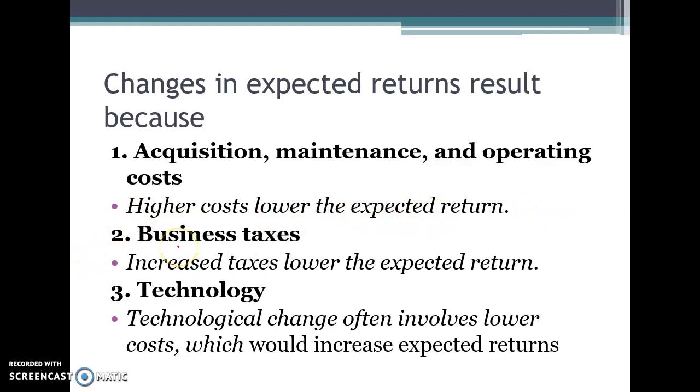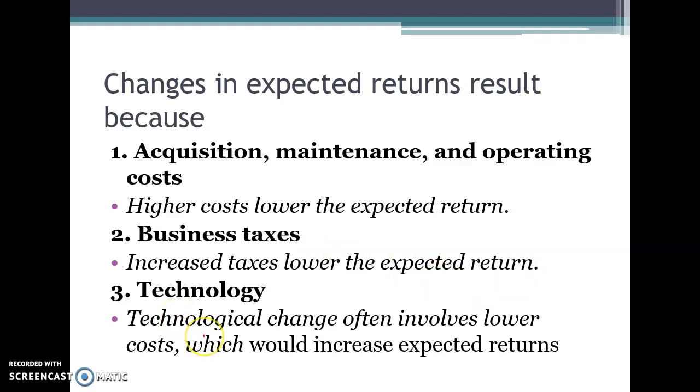The second thing is the business taxes. Business taxes affect your economic activity in a negative way, resulting in a decline in economic activity. The more taxes you have, the lesser the profit, because disposable income is always equal to income minus taxes. The more taxes you have, the lesser is your disposable income. The lesser the taxes you have, the more is your disposable income. So increased taxes lower the expected rate of return, and decreased taxes increase the expected returns.